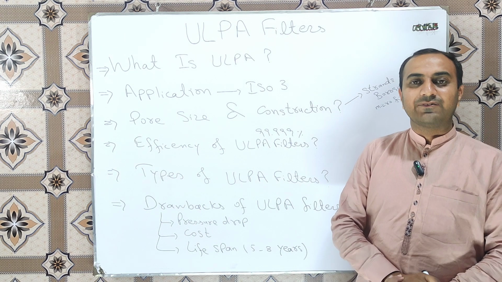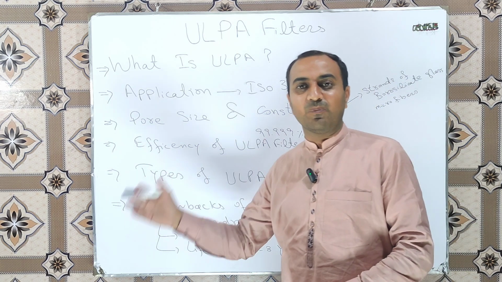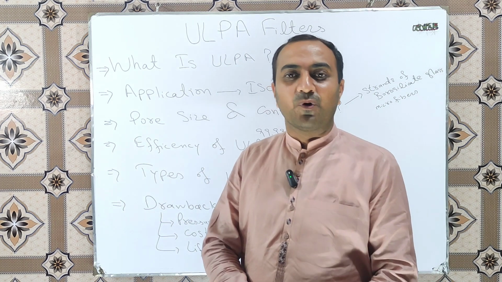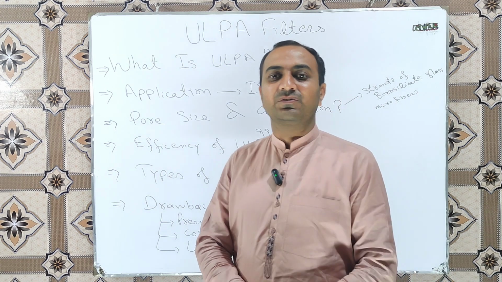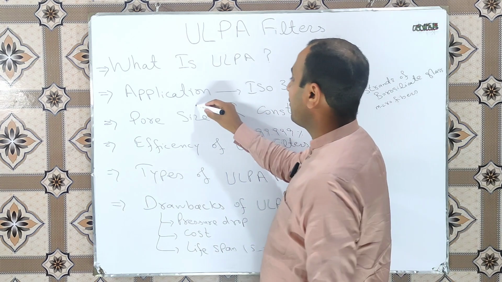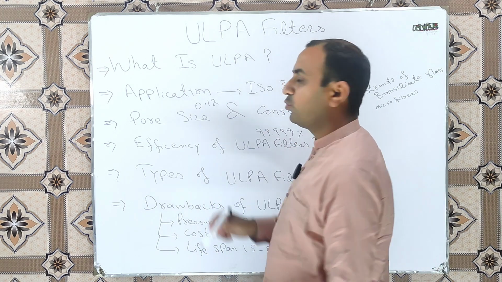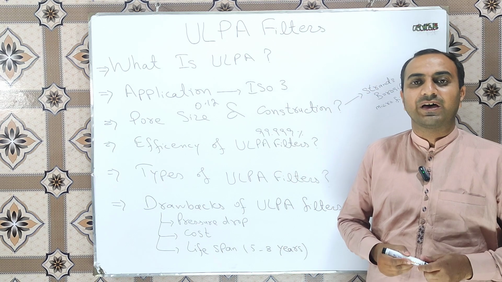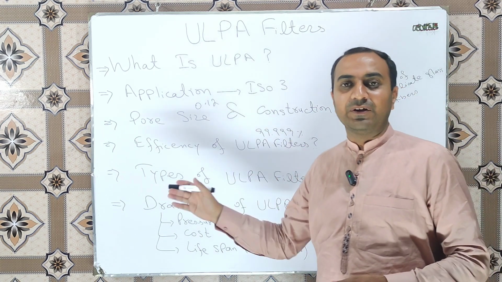What is the pore size of ULPA filters? Most commonly asked interview question. The pore size of ULPA filter is 0.12 micron. Mean 0.12 micron is the pore size of ULPA filters.